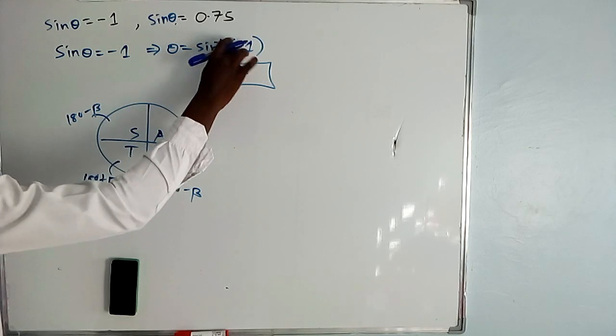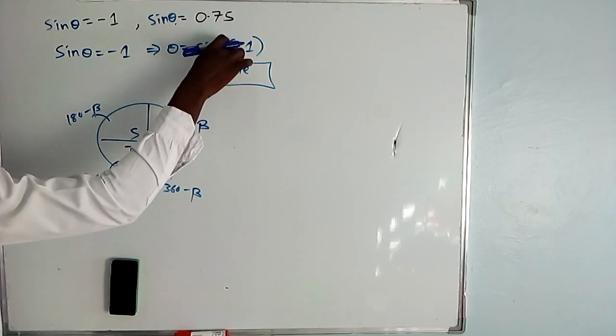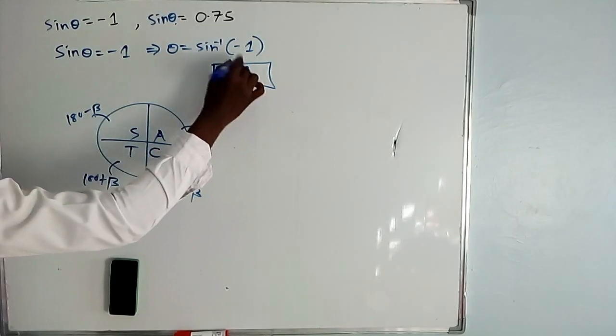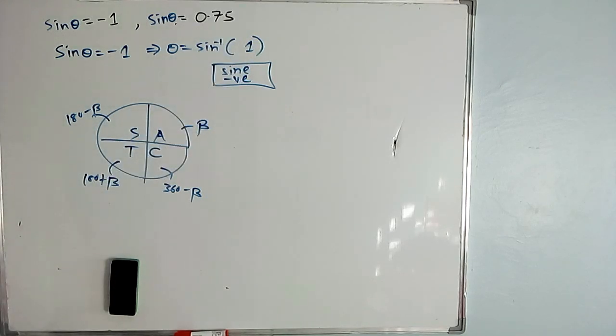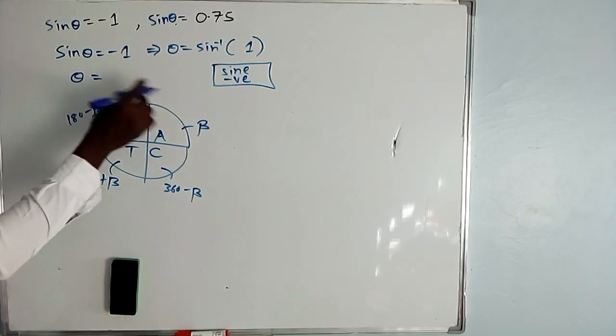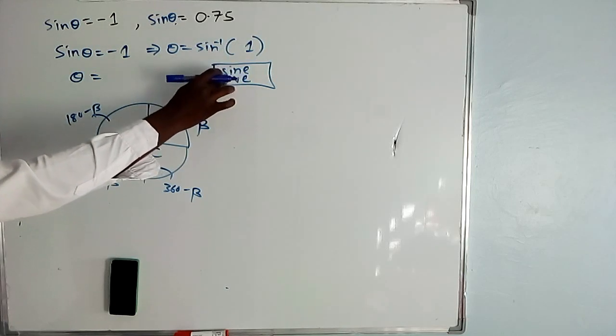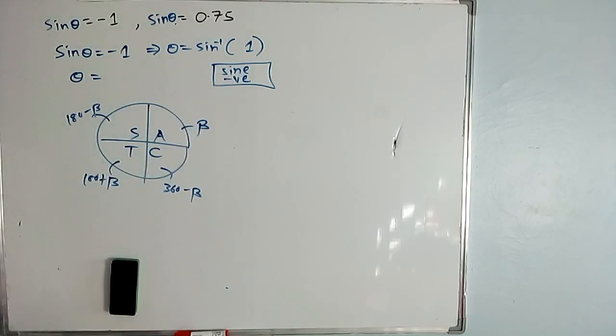Meaning we are looking for the quadrant where sine is negative. We look for the sine inverse of 1, but this negative sign tells you the quadrant you are going to look for, isn't it? So you simply look for sine inverse of 1, but not negative 1. The negative sign tells you the quadrant. So what is the sine inverse of 1?